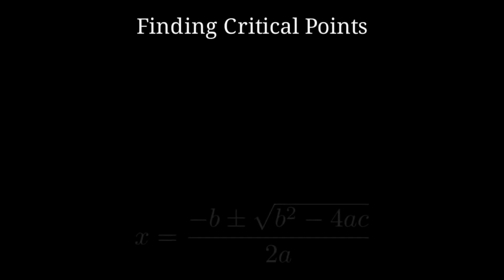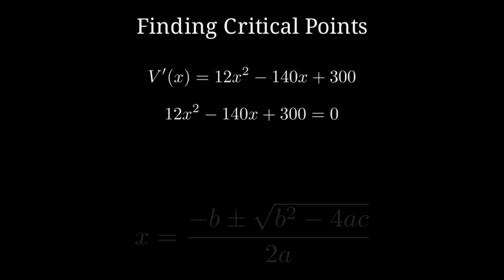To find the maximum, we take the derivative of our volume function. The derivative V' of x is 12x squared minus 140x plus 300. We set this equal to 0 to find the critical points. This is a quadratic equation, which we can solve using the quadratic formula to find the specific values of x where the volume stops increasing and starts decreasing.